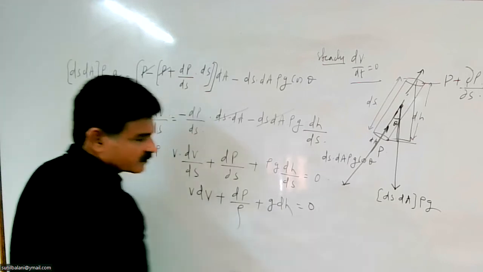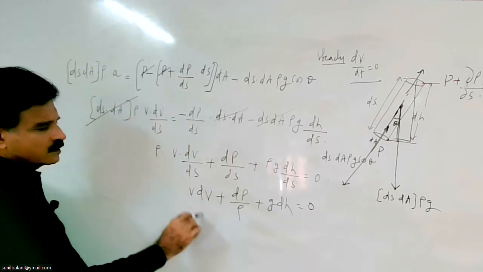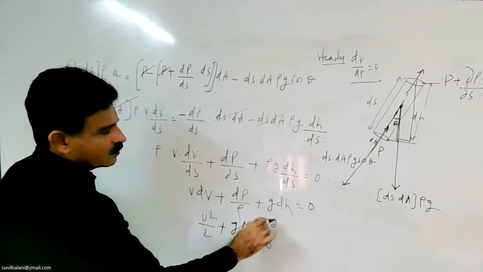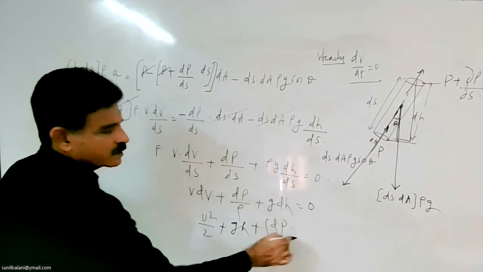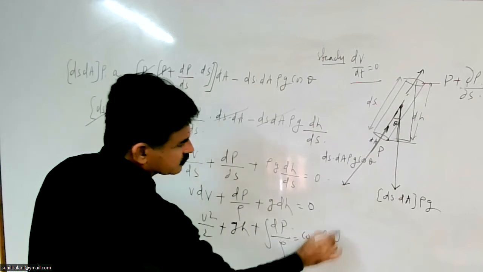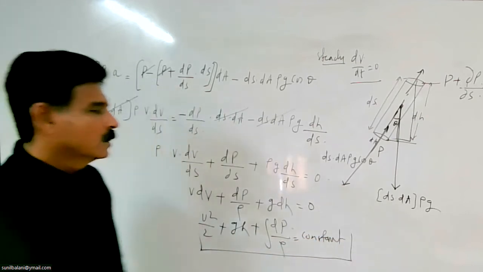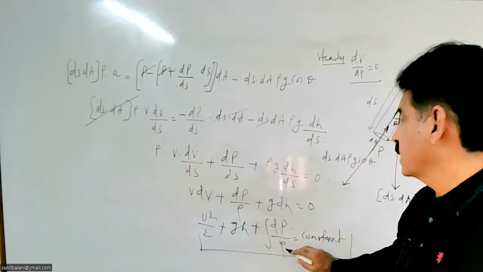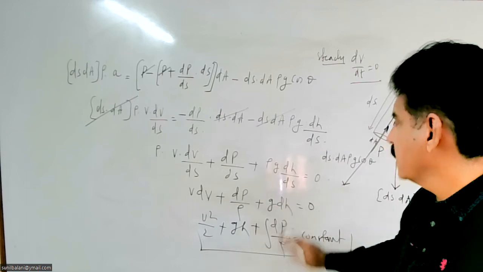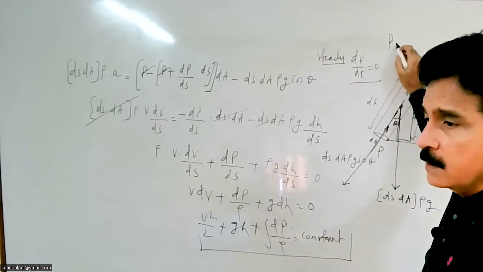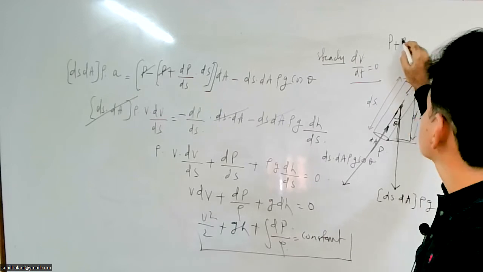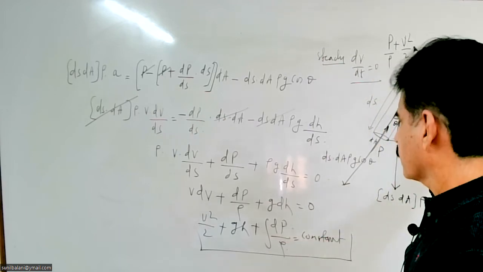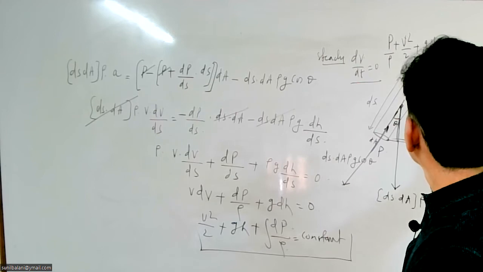The integration of this gives you the conventional Euler's equation, that is v square by 2 plus gh plus integral of change in pressure by density is equal to constant. This is the standard Euler. Now in this, we know that if the density is constant, this dp will become p, and you will get your equation of Bernoulli, that is p by rho plus v square by 2 plus gh is equal to constant.